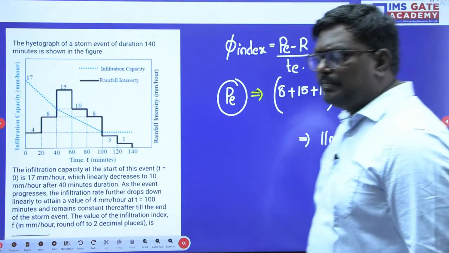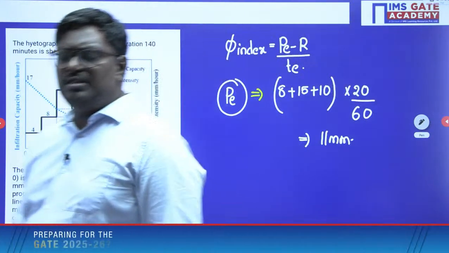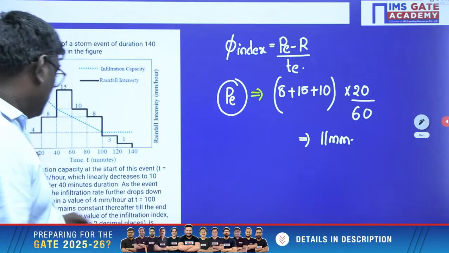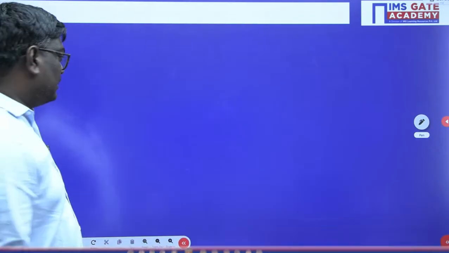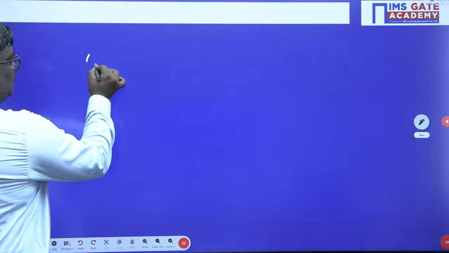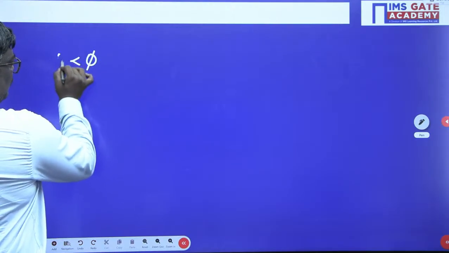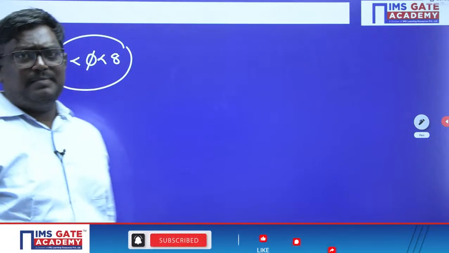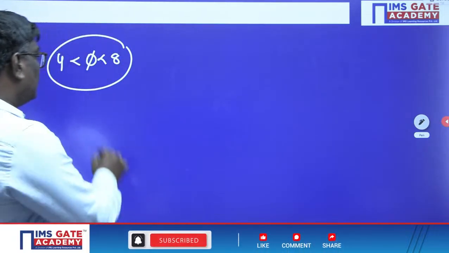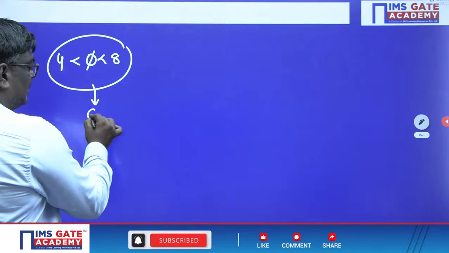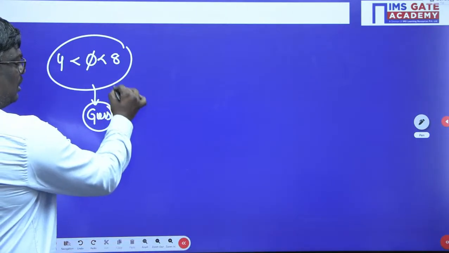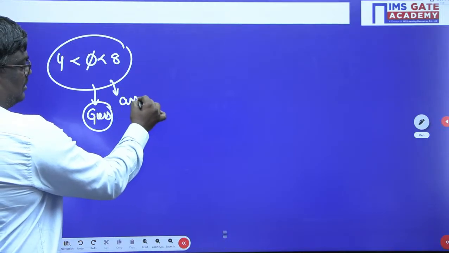Am I correct, sir? But see, my dear students, if you do it in this way, you will find somewhat difficulty. What I will do here is, for this diagram, I will assume that the phi index is between 4 to 8. It is not correct, I am just guessing. The phi index is between 4 to 8. It's an assumption, or you can say a guess. I am assuming.